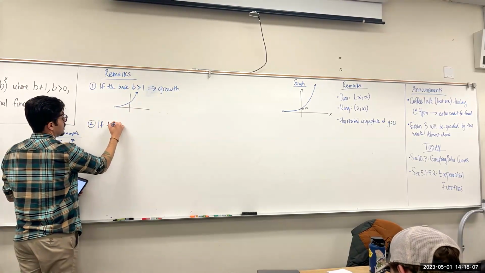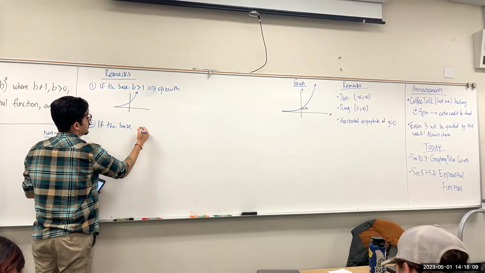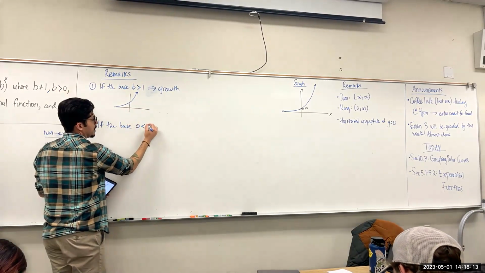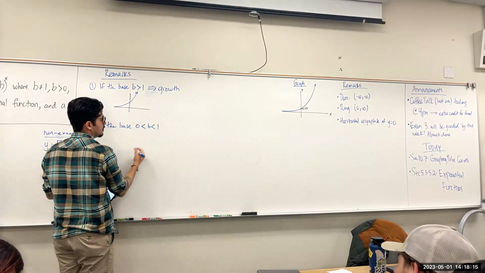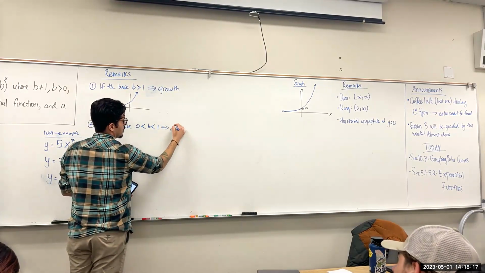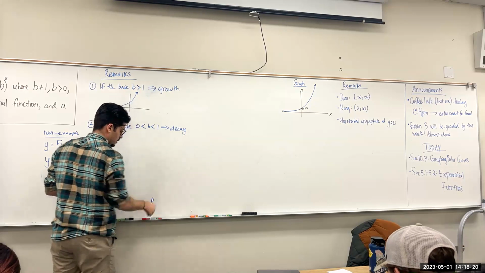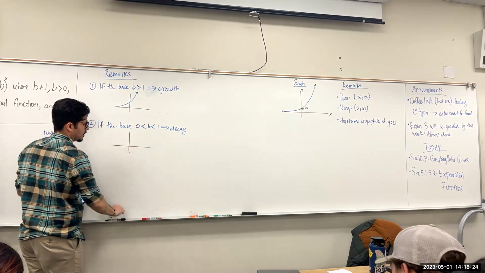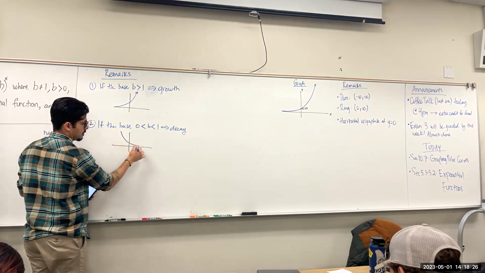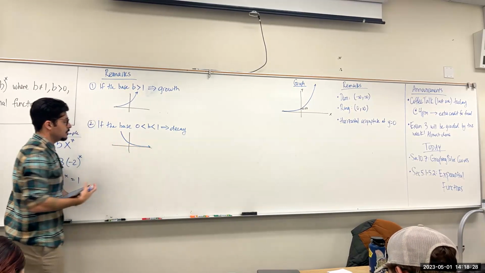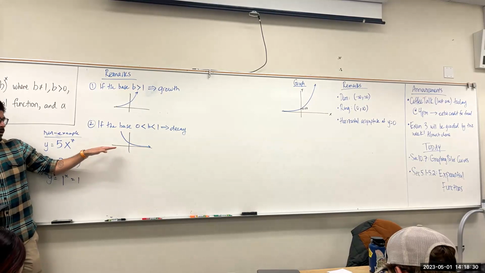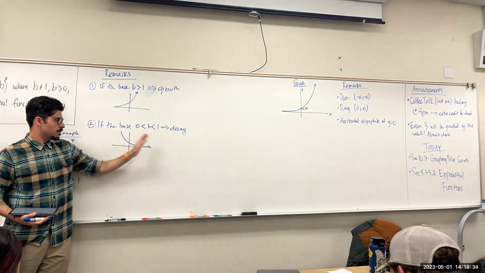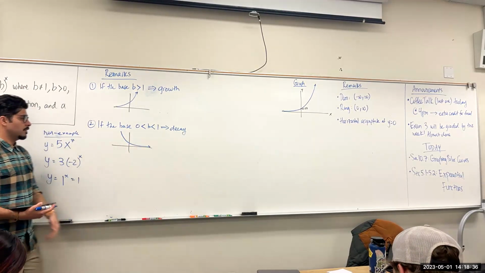Versus if the base is less than 1, but still has to be greater than 0, so it's basically squished in between 1 and 0, then we saw that we have decay. So in this case, the graph will shoot down. But you still have a horizontal asymptote at y equals 0.